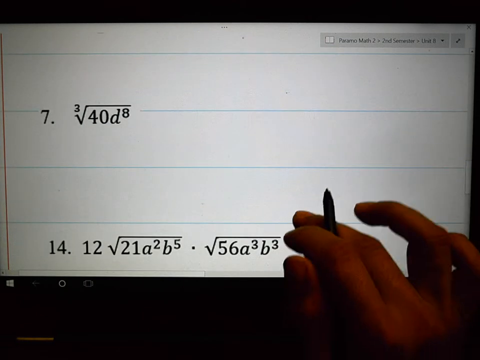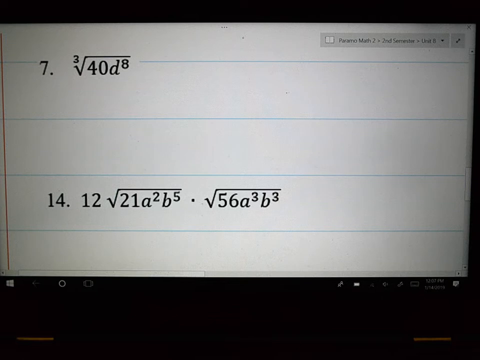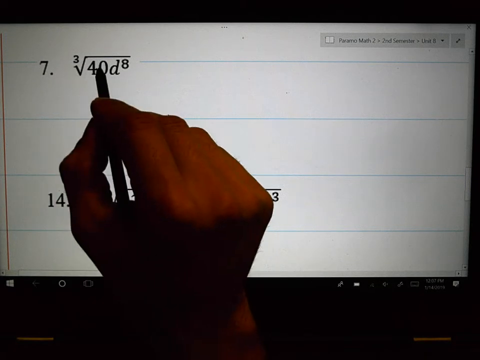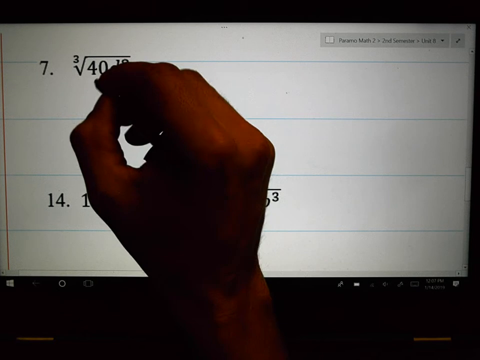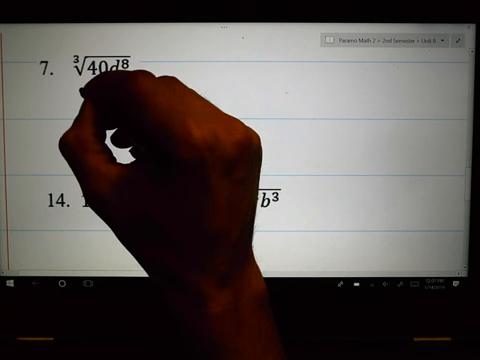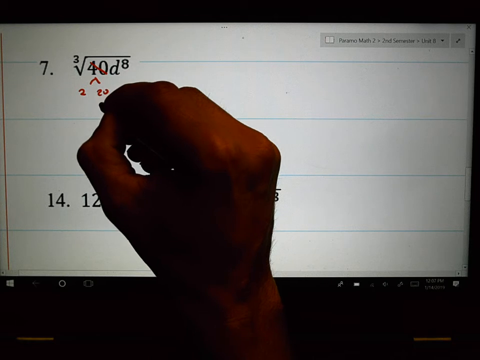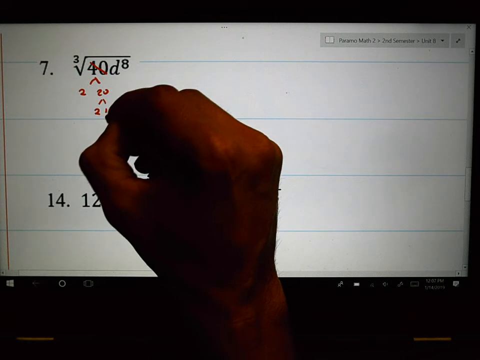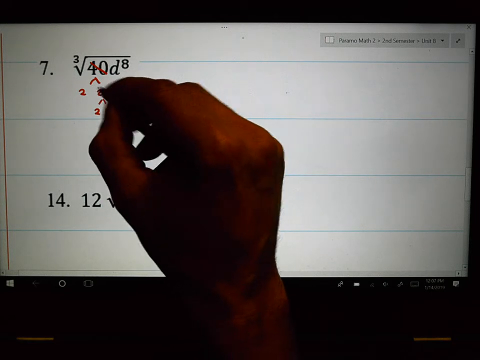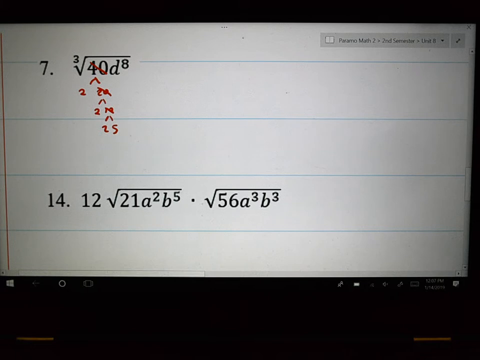Then let's go to something that has a third root, number 7. This is a third root of 40d to the 8th. First thing I do is just like the other ones, I start breaking things down. I take the 40, I say 2 times 20 is 40, 2 times 10, 2 times 5, and I break these things apart into its prime numbers.